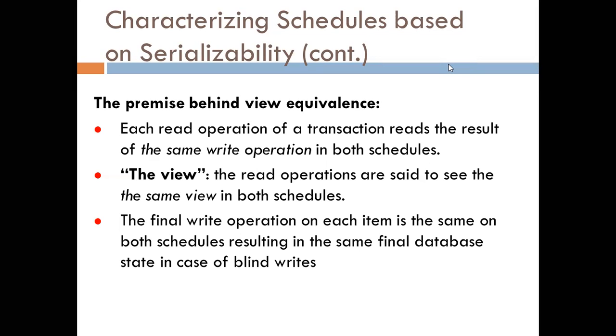The final write operation on each item should be the same in both the schedules, so that the final result of the database is the same, even in the case of blind writes. So in view equivalence, the final result should be the same, and whenever a read operation performs its action, the read value should be the same in both the schedules. And even with blind writes, the final result should be the same.